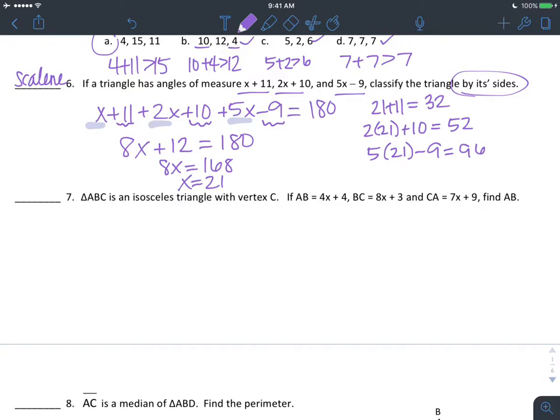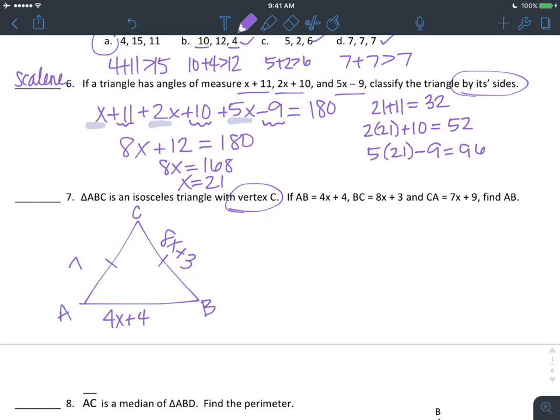All right. Number 7, in an isosceles triangle with vertex C. A lot of y'all asked if it matters where C is. The answer is yes. Vertex C has to be at the top and these two parts have to be equal. And then we're going to have A and B as our bases. So it says AB is 4x plus 4, BC is 8x plus 3, and CA is 7x plus 9.